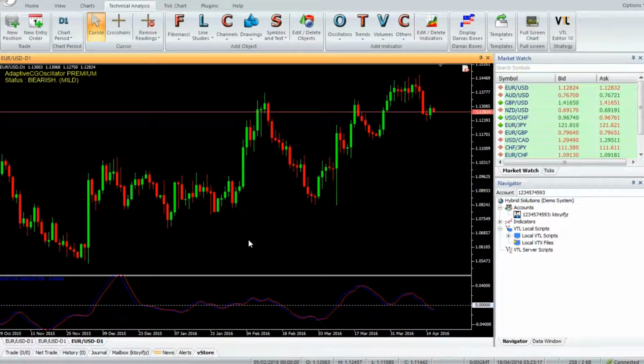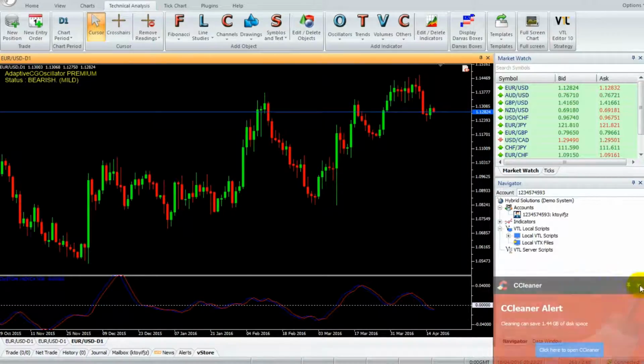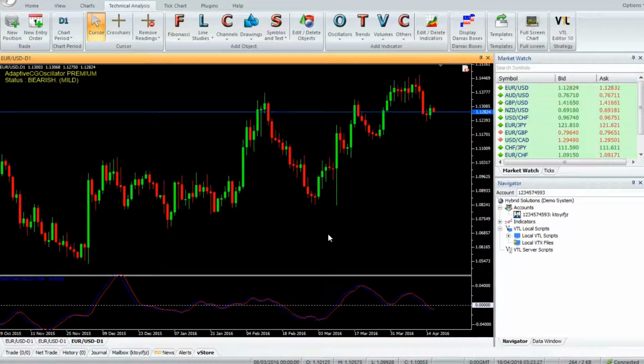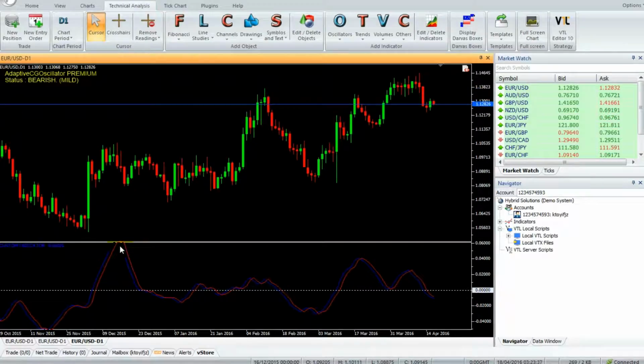Since the adaptive CG is smoothed, an effective crossover signal is produced simply by delaying the adaptive CG by 1 bar. The trigger is equivalent to the Adaptive CG Oscillator component with a lag of 1 candle. Buy: a buy trade is triggered when the CG component crosses above the trigger component. Sell: a sell trade is triggered when the CG component crosses below the trigger component.